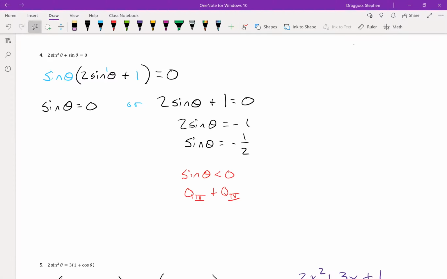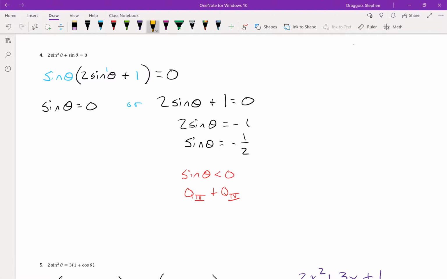Now, going back to algebra, I have the zero product principle that says if I multiply 2 things together and I get 0, then one of those 2 factors must be 0. So I can split that up into 2 separate equations. Either sine of theta is equal to 0, or 2 sine theta plus 1 is equal to 0. Let's start by just solving out the one on the left.